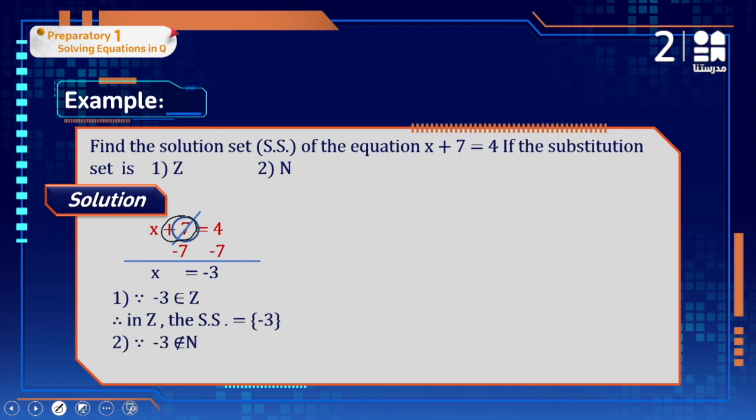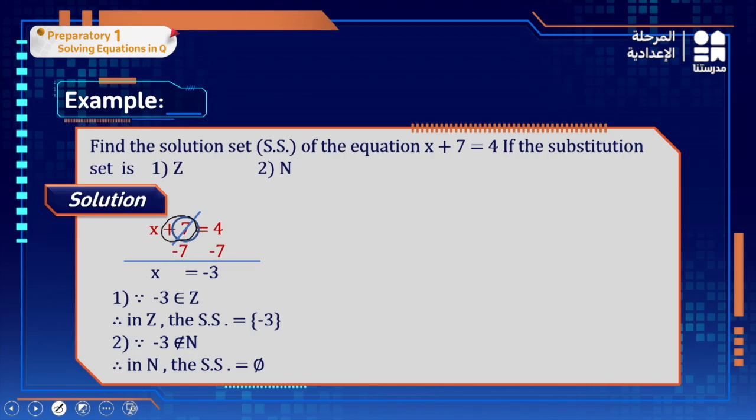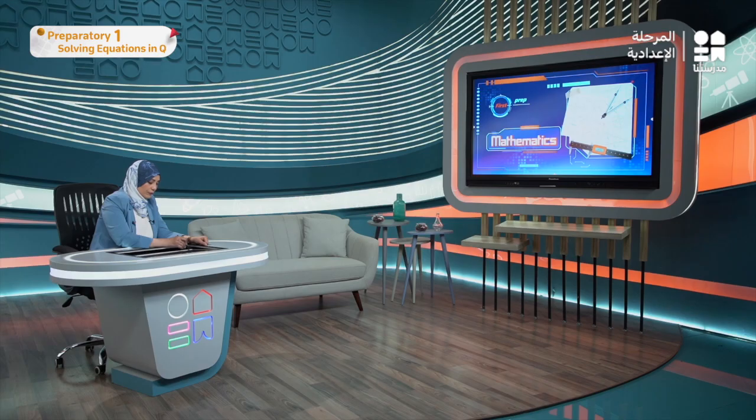But what about N? Negative 3 doesn't belong to N. So negative 3 is not a solution in the N set. Or the solution in N is phi, no solution in N. According to what? According to whether this number belongs to the set or doesn't belong. If it belongs to it, this number is a solution, and if it's not, this number is not a solution, and the solution is phi.